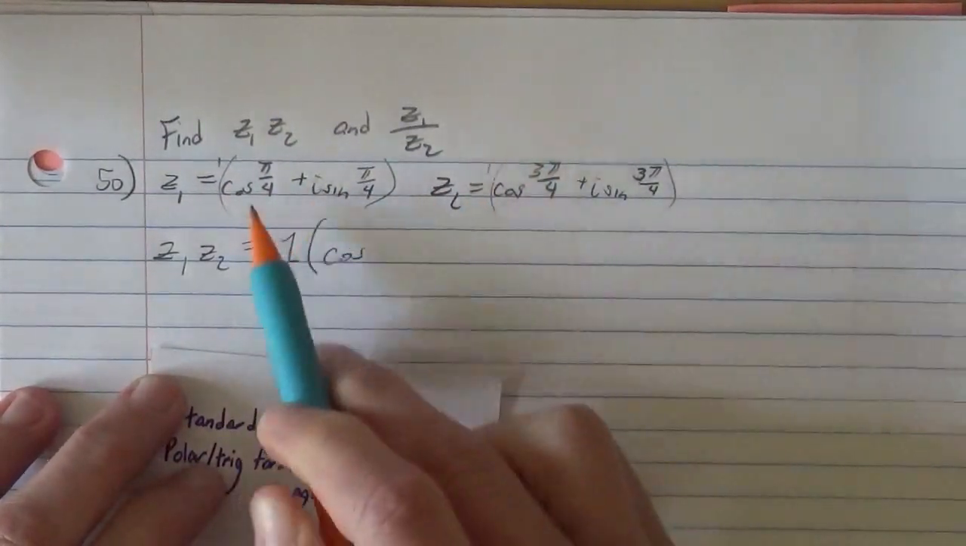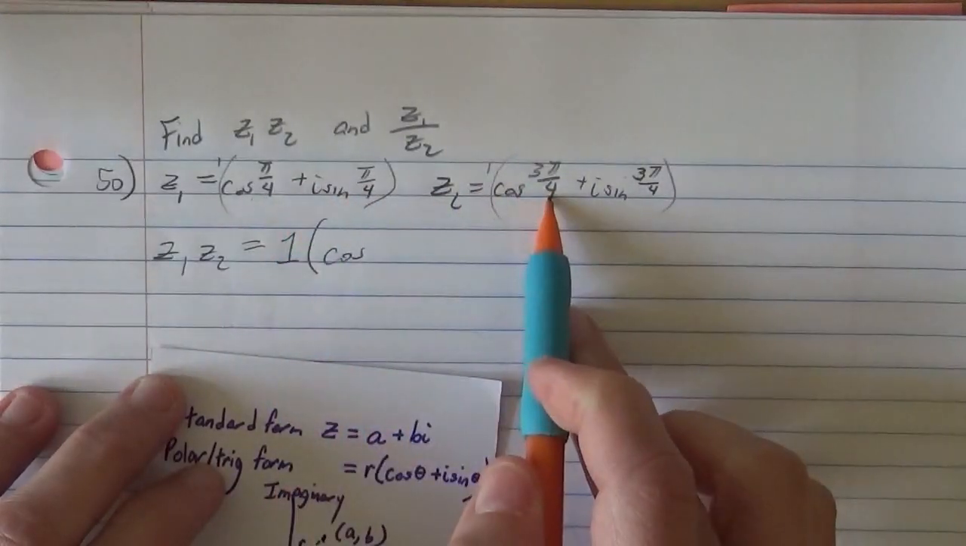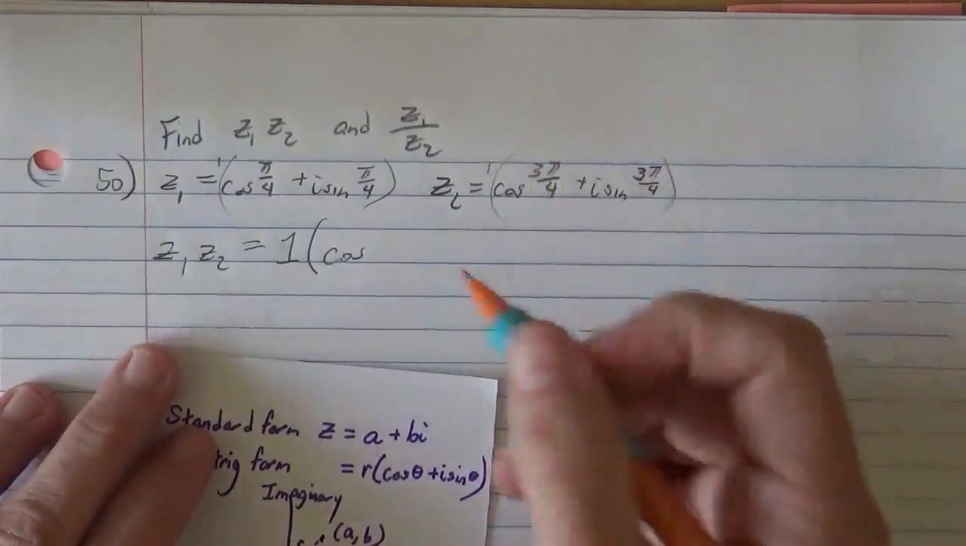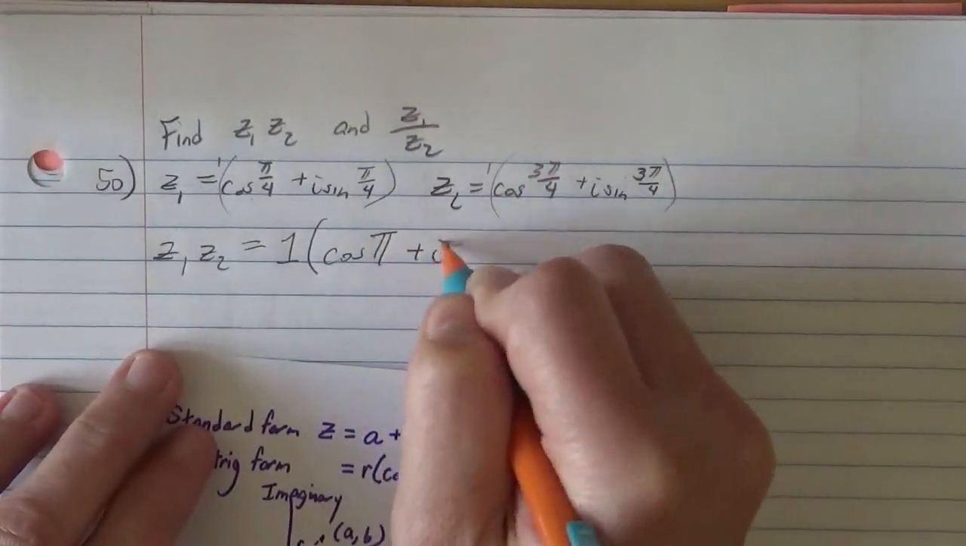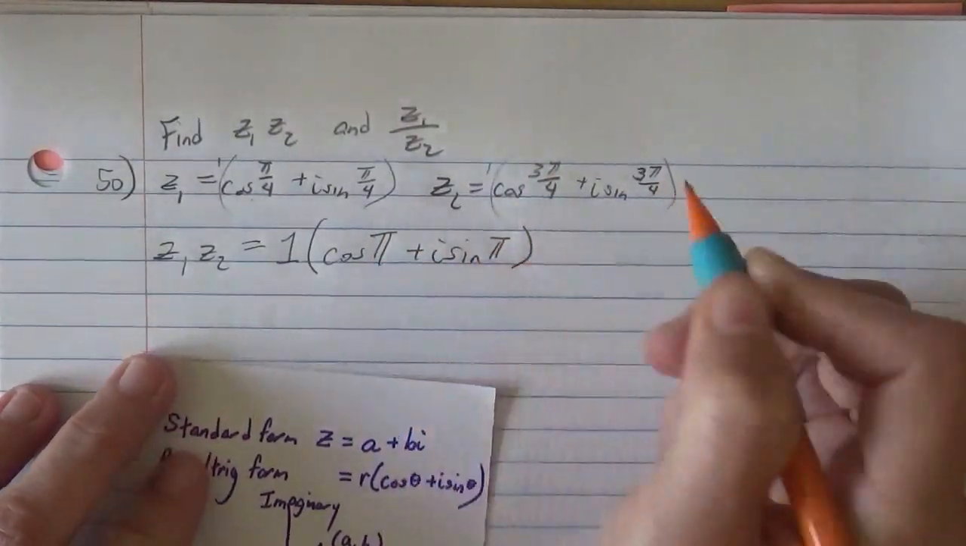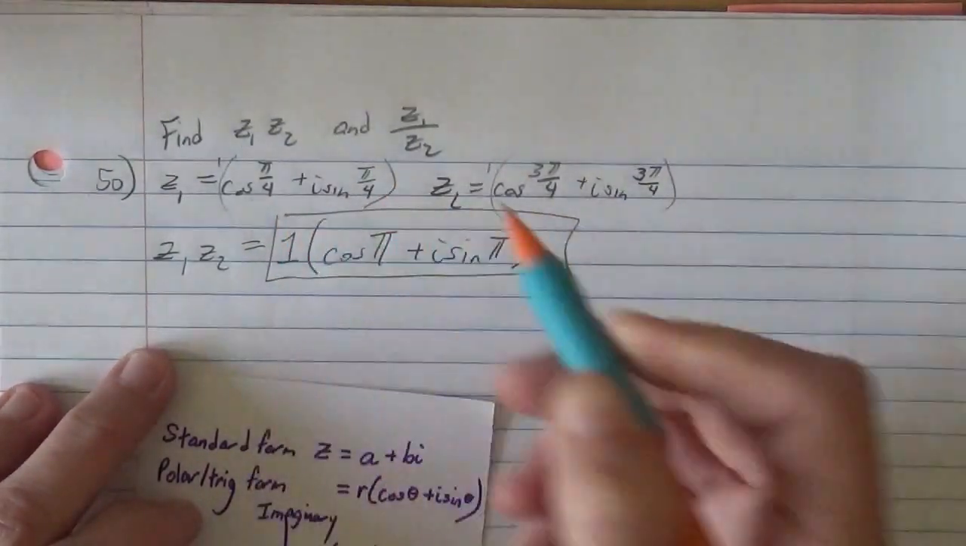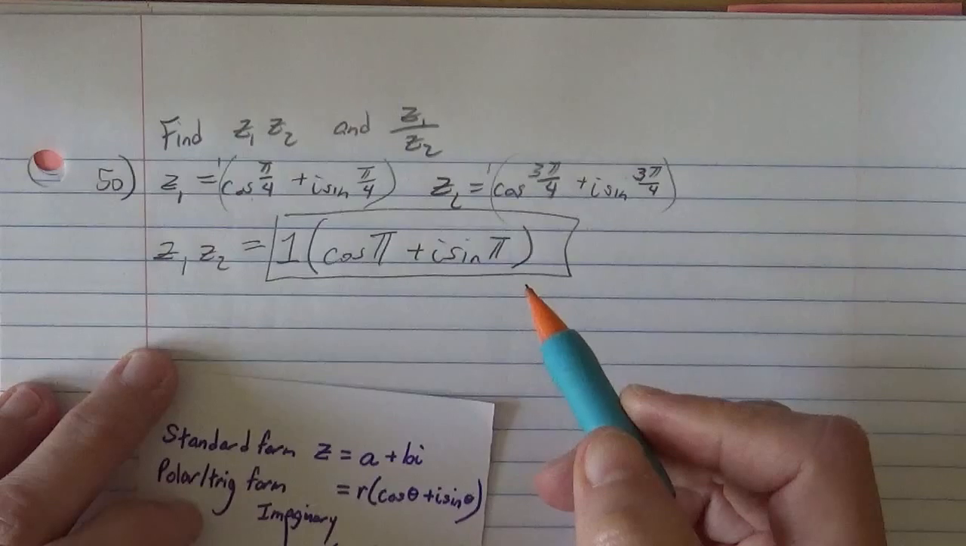And then you can add their angles. So pi fourths plus 3 pi fourths is 4 pi fourths, so that's just pi. And if they ask us to leave this in polar form, you just leave it right there. And that's it.